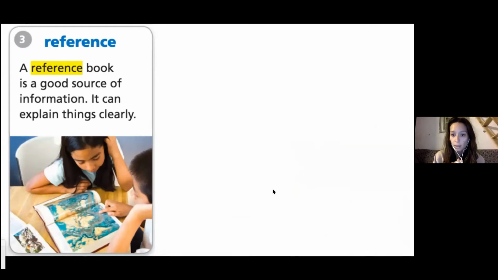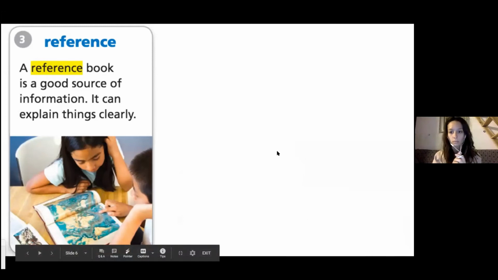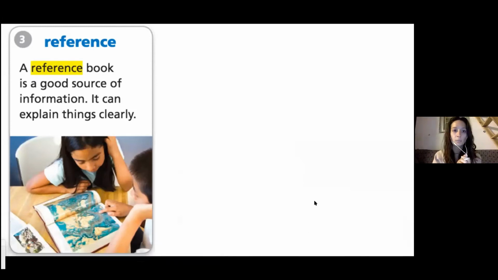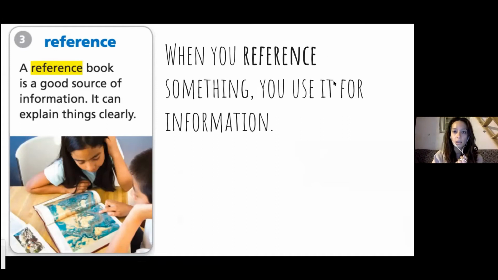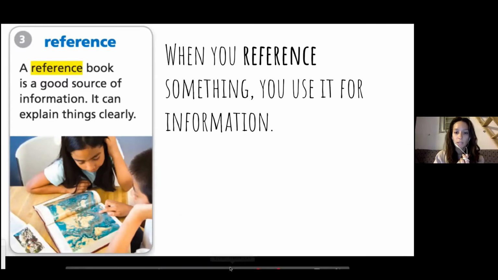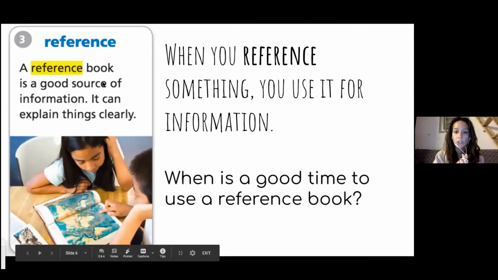Let's see. Myang? Can you hear me? Hello. Yes. A reference book is a good source of information. It can explain things clearly. Okay, good job. So we know when we reference something, we use it for information. Okay, so a reference book is a book that we use to look up information. So when is a good time to use a reference book?